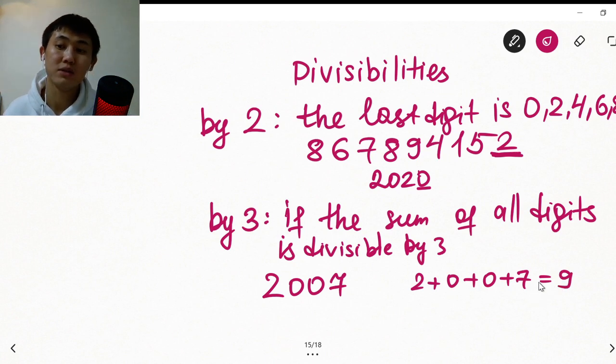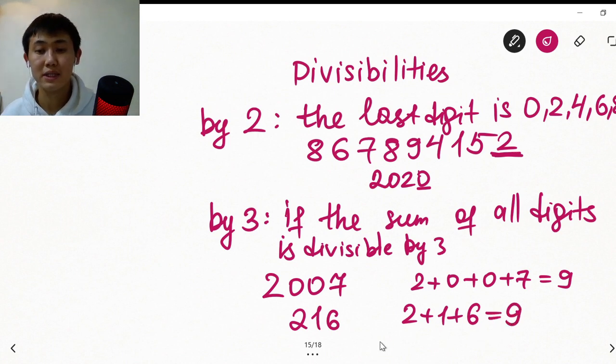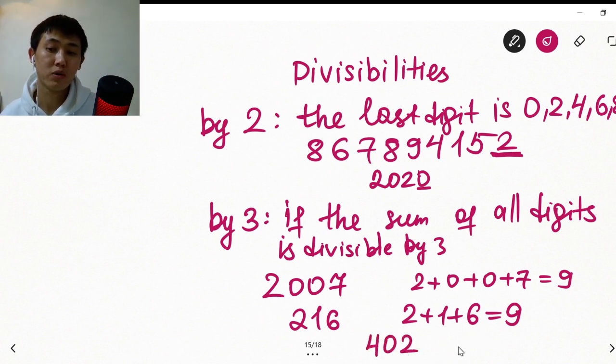9 is divisible by 3, or we can say 216 is divisible by 3 because 2 plus 1 plus 6 is 9. 9 is divisible by 3, or we can say 402 is divisible by 3 because 4 plus 0 plus 2 is equal to 6, and 6 is divisible by 3.